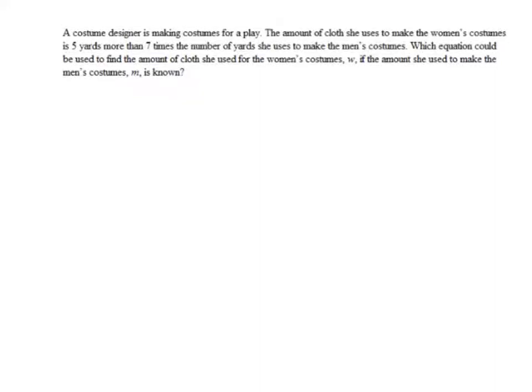The first thing you want to do with a problem like this is read it. It says a costume designer is making costumes for a play. The amount of cloth she uses to make the women's costumes is 5 yards more than 7 times the number of yards she uses to make men's costumes. Which equation could be used to find the amount of cloth she used for the women's costumes, W, if the amount she used to make the men's costumes, M, is known?